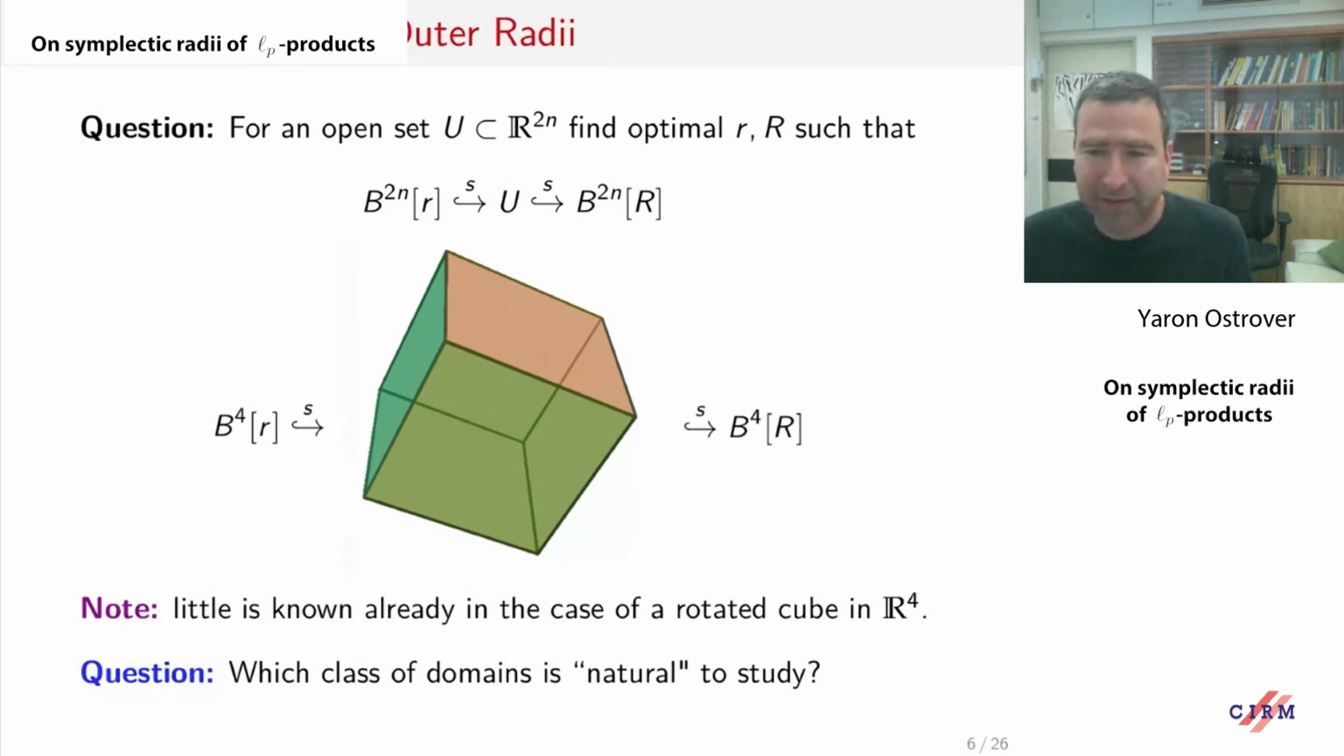Now, of course, everyone can interpret the word natural here as they wish. For me, natural means that it should be maybe related to Hamiltonian dynamics in one way or the other. And on the other hand, you would have enough control on the dynamics so that we would be able to say something about this event. And the first thing that I would like to do in this talk is to suggest a candidate for this class of domains.